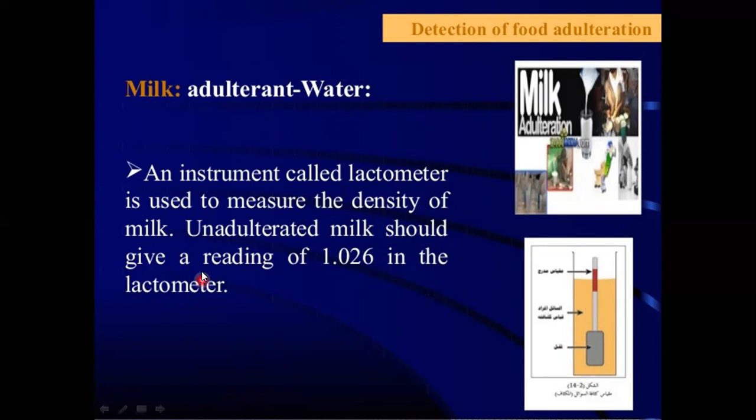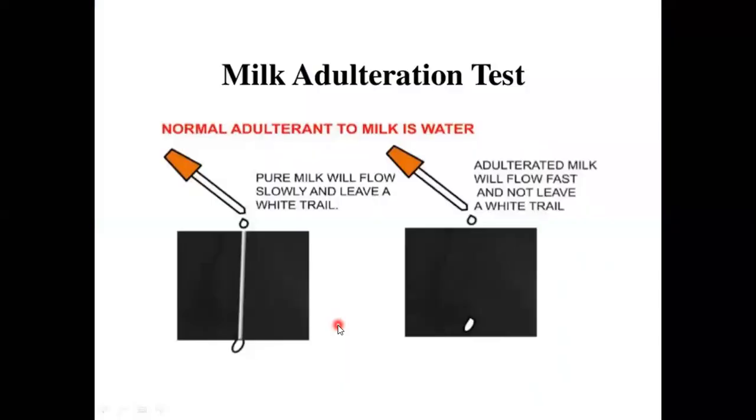Now see, in unadulterated milk, the specific gravity or density varies at 1.026 with the help of a lactometer. So this reading is standardized, which indicates unadulterated milk. If it is more than that or less than that, you can say it is adulterated.